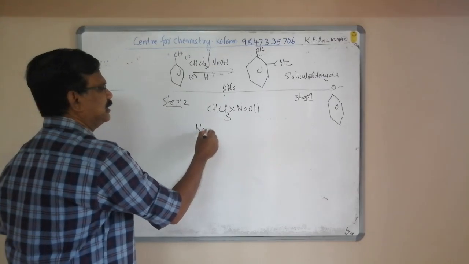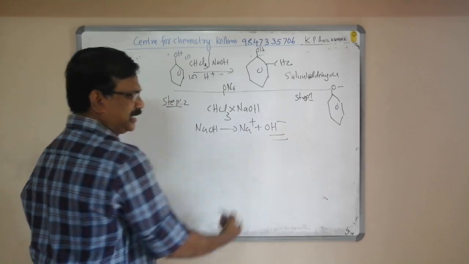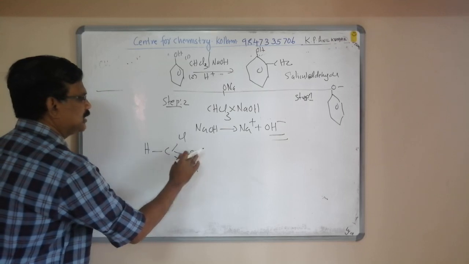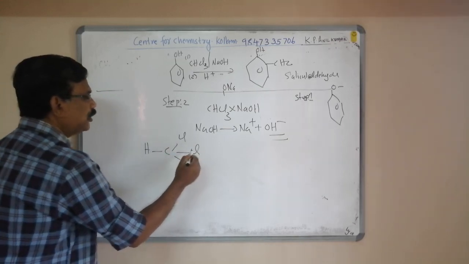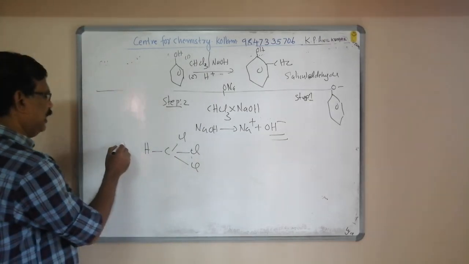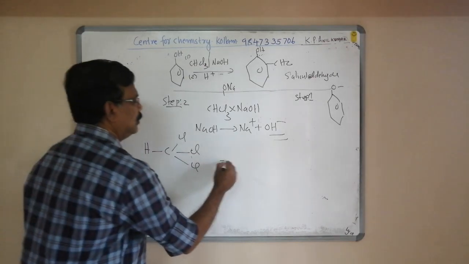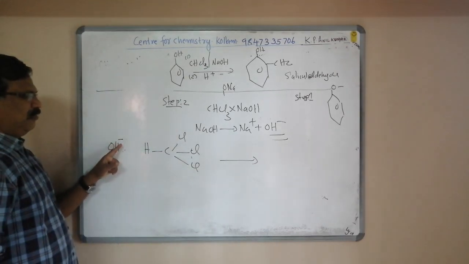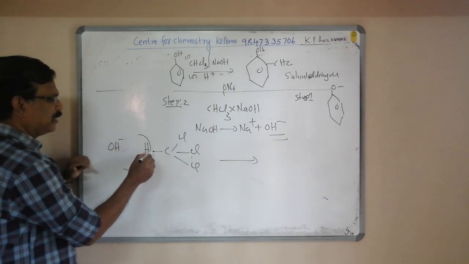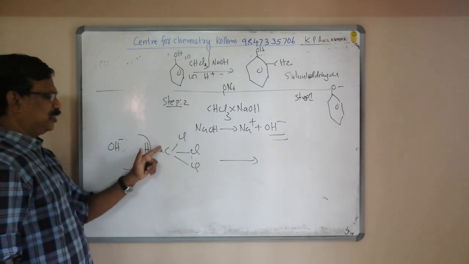So NaOH ionizes into Na plus and OH minus base. Chloroform, CHCl3, undergoes alpha elimination in the presence of this base. So OH minus will abstract this H as H plus without taking the bond pair. This is a pair of electrons, and the H atom is removed without taking this bond pair.